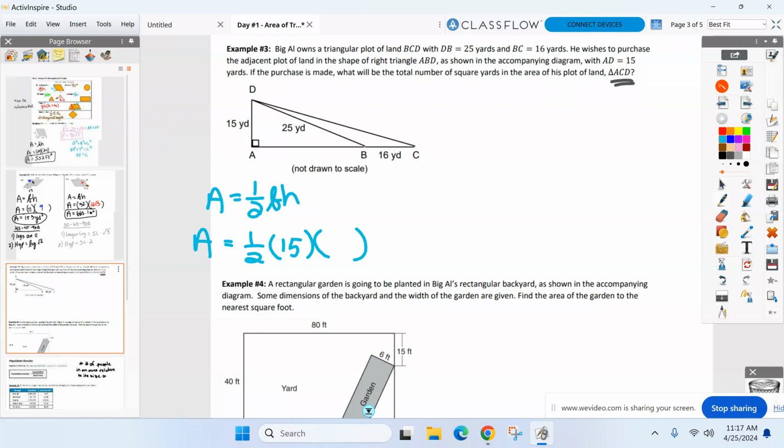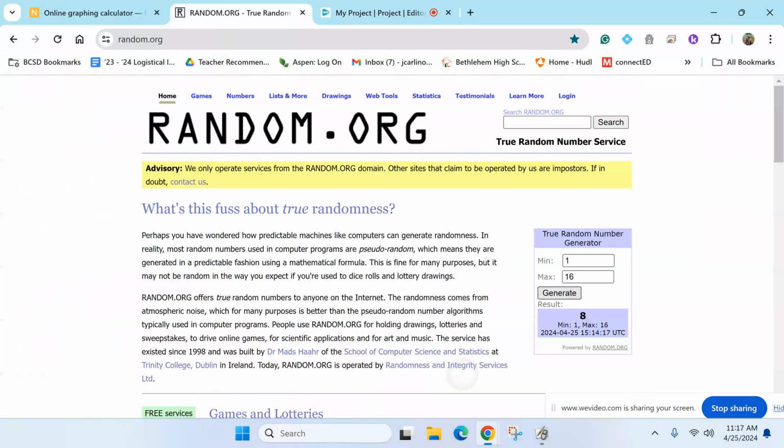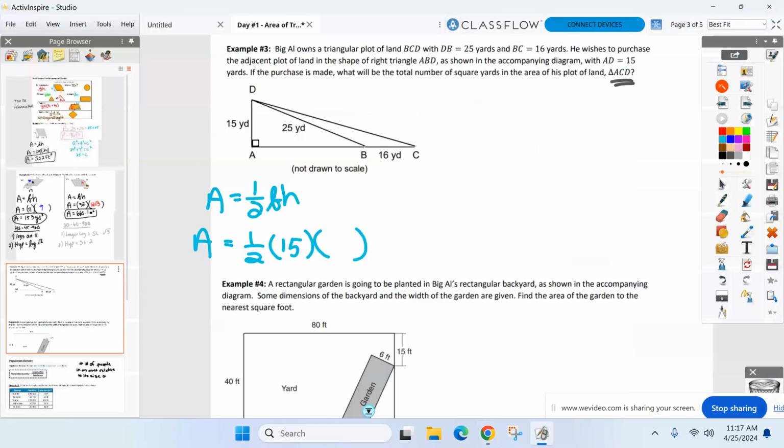I need your help finding AC now. Can you give me a plan on how to find AC here? I'm just stalling. Zeev. On which triangle? ADB. Good. Let's do Pythag on ADB and then add 16 to it.